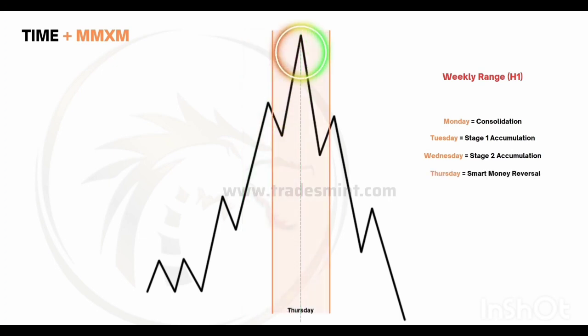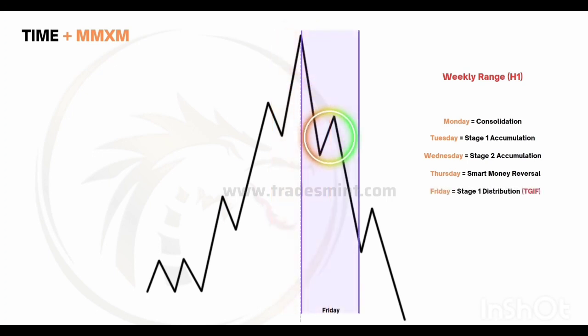On Thursday, typically, we can form the high of the week. Generally, it will happen during the New York session, and this is where we will experience our smart money reversal. The buy program for the market maker sell model will be complete. We will witness a change in state of delivery, and a sell program will commence.